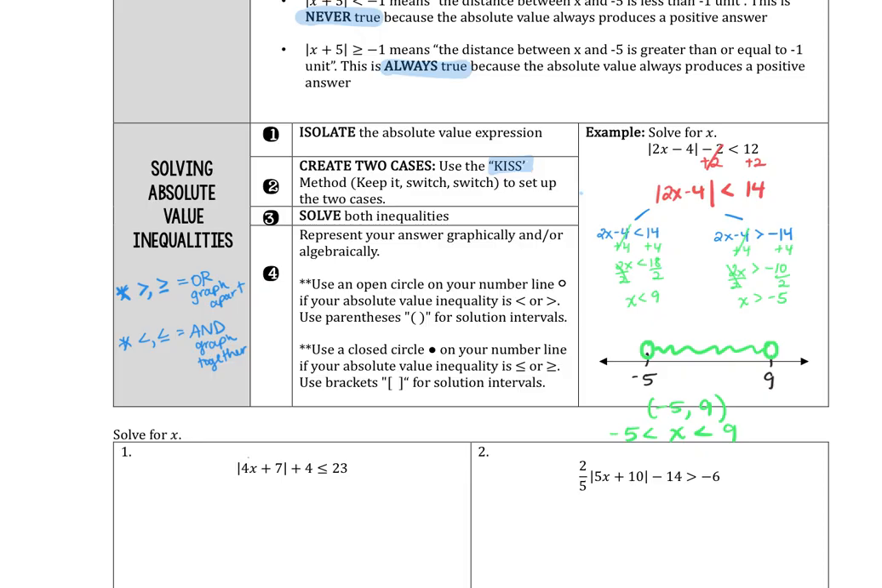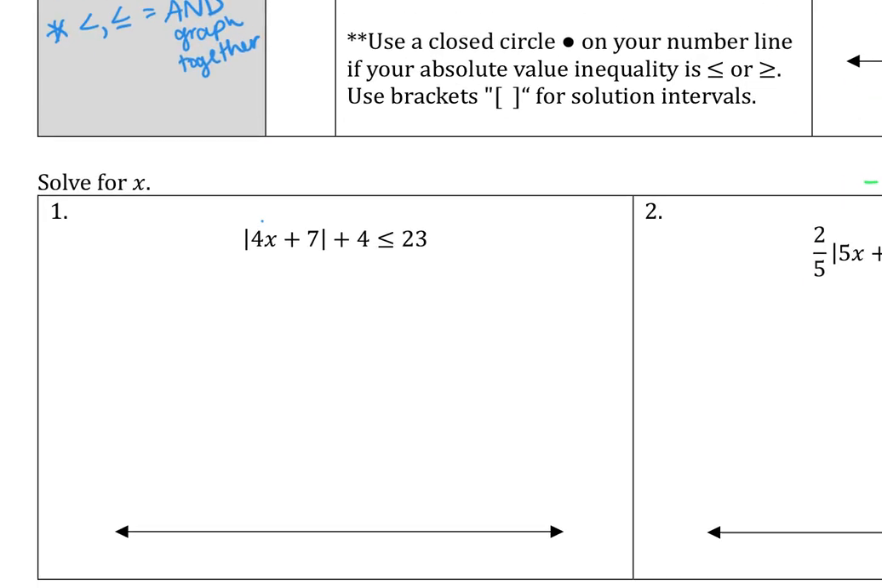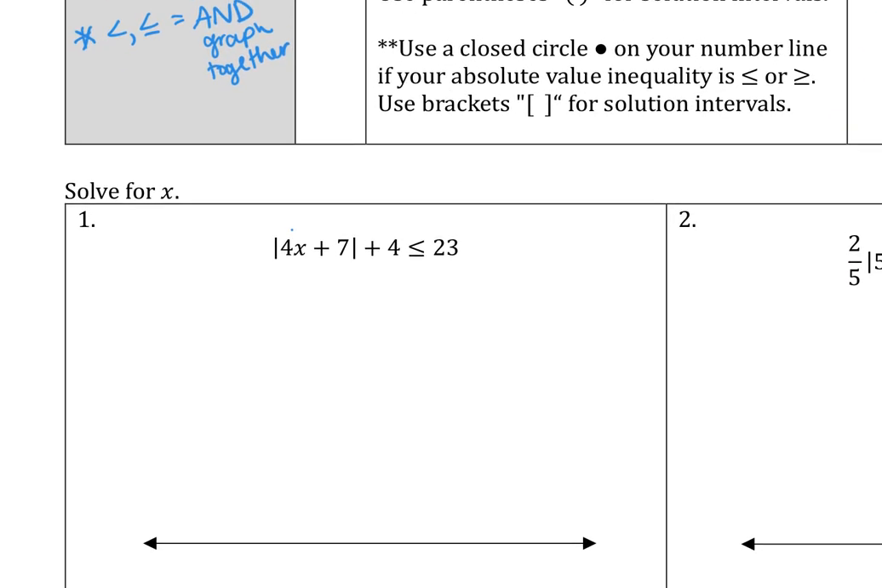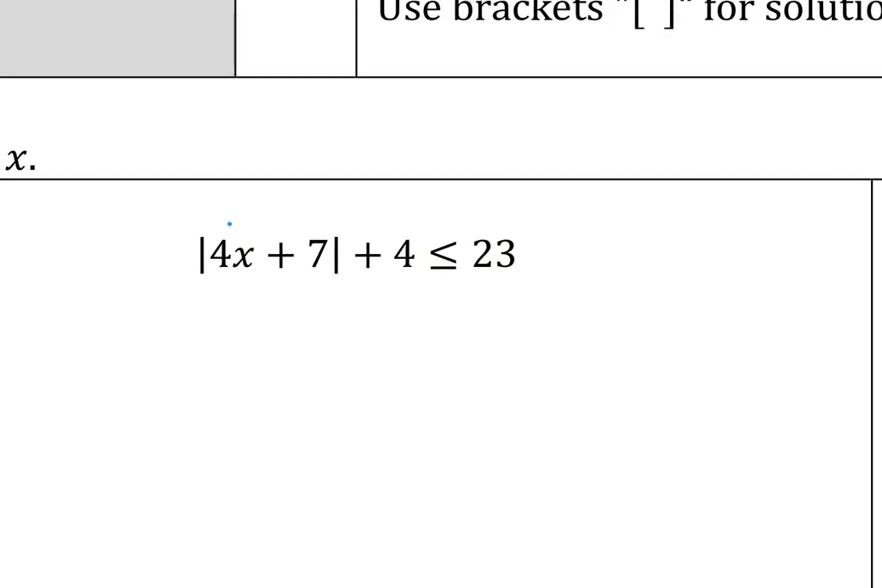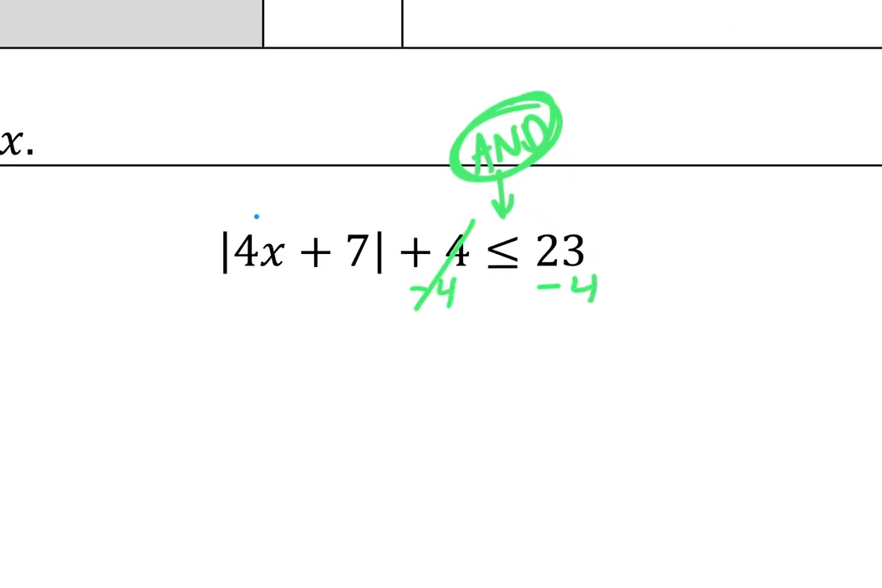So that was a lot of info. Let's practice a couple more times so that you feel a little more comfortable, and then you can get started. So we've got the absolute value of 4x plus 7 plus 4 is less than or equal to 23. So less than, this is going to graph like an and compound inequality. So the x is going to end up being in between. So if we isolate the absolute value part, we subtract the 4. So we've got the absolute value of 4x plus 7 is less than or equal to 19.